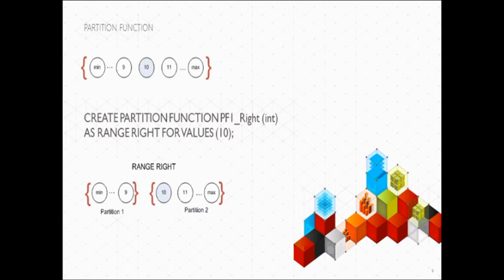So RANGE RIGHT with one boundary value will show us that for RANGE RIGHT, the boundary 10 is now the lowest acceptable value in partition 2, right? So all the values in partition 1 must be less than the lower boundary 10 of partition 2. So the maximum value will be 9. Also, values in partition 2 must be greater than or equal to partition 2's lower boundary, which is 10.